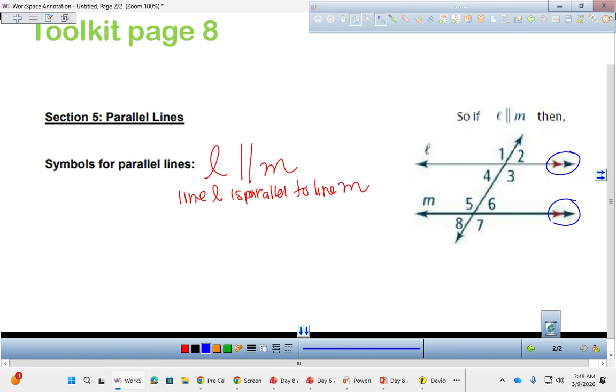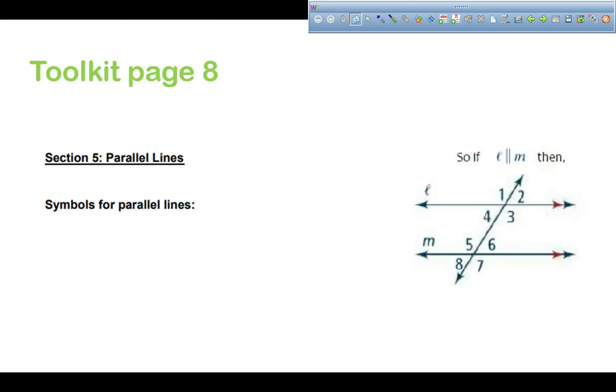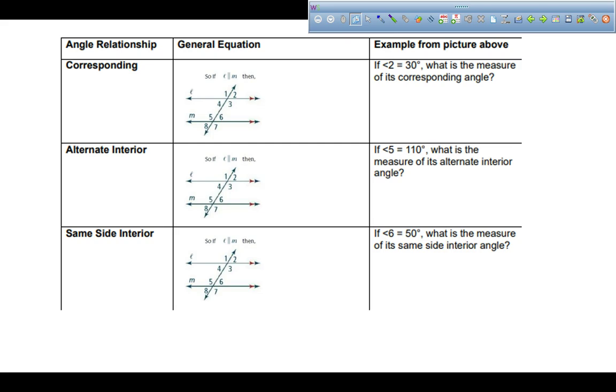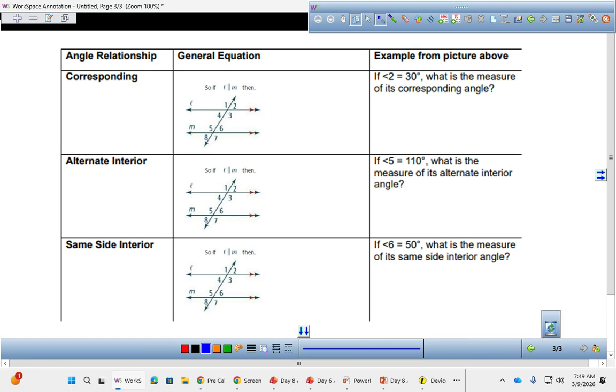So what we're going to learn today is if lines are parallel, then all of these relationships are true. We're going to learn different relationships between each of the parts. And then we'll start to actually put numbers to them. If lines are parallel, then corresponding angles are always going to be congruent. Congruent means equal, okay?